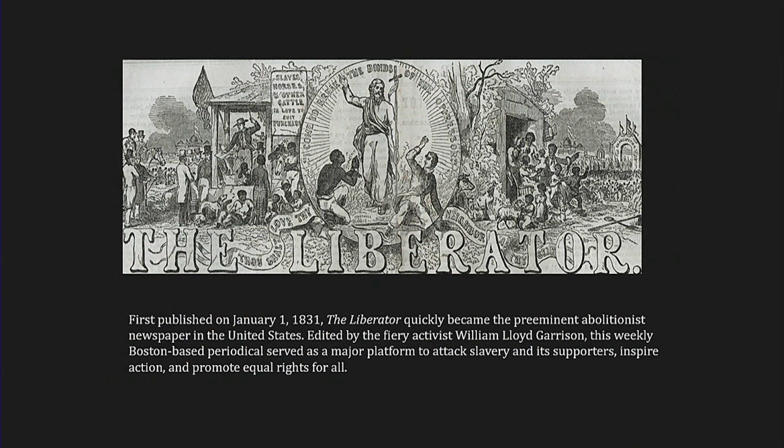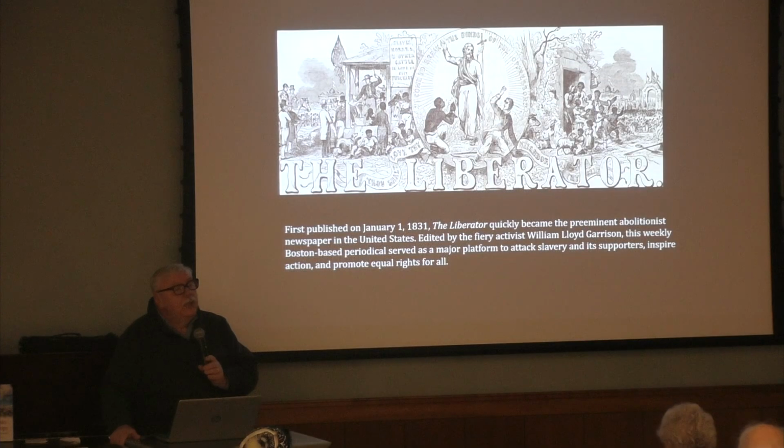It was first published on January 1st of 1831, and The Liberator quickly became the preeminent abolitionist newspaper in the United States. Edited by the fiery activist William Lloyd Garrison, this weekly Boston-based periodical served as a major platform to attack slavery and its supporters, inspire action, and promote equal rights for all. Well, initially it was read in Boston and then further afield, but it was even being read in the American South.